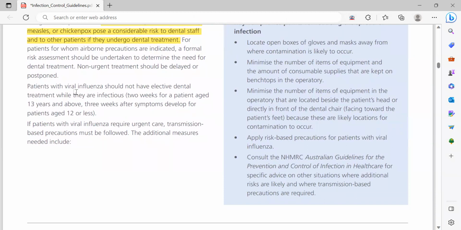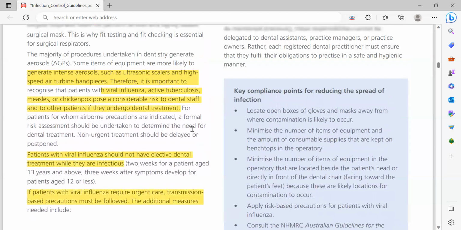Patients with viral influenza should not have elective dental treatment. If the patient is COVID positive, they should not have active dental treatment while in the infectious stage, which is 2 weeks after symptoms develop for a patient aged 13 years and above, and 3 weeks for patients aged 12 or less. If patients with viral influenza require urgent care, then you need to follow the transmission-based precautions.